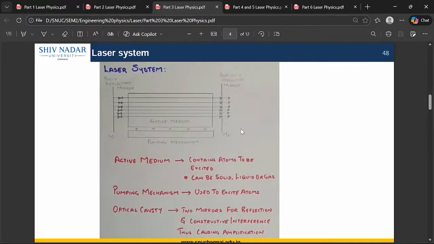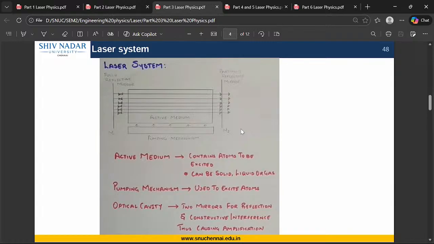The active medium, which contains the atoms to be excited, can be solid, liquid, or gas. Semiconductors are solid and CO2 is gas, so we can use pretty much all three states to achieve this lasing action.